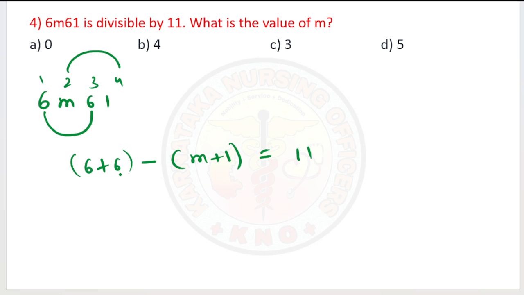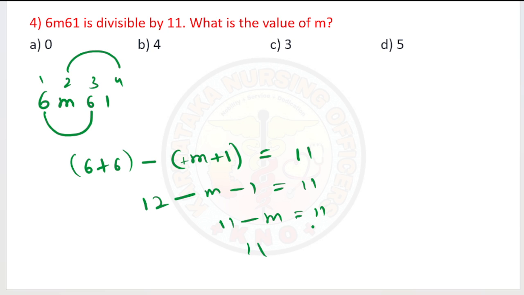Correct? So 6 plus 6 is 12 minus. So do the multiplication with this sign. So here plus is there. Minus into plus minus m. Minus into plus minus 1 is equal to 11. So 12 minus 1 is 11. Minus m is equal to 11.